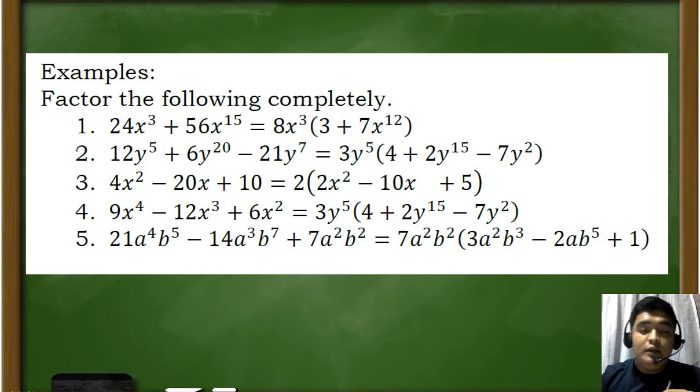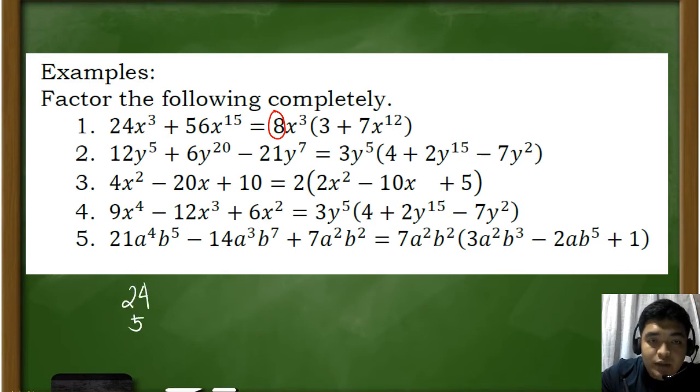For number 1, we have 24x cubed plus 56x to the power of 15. Okay, first we need to get the GCF of 24 and 56. So what is the GCF of 24 and 56? Okay, our GCF is 8. How do we get 8? To get the GCF, we have 24 and 56. So what are the factors of 24?